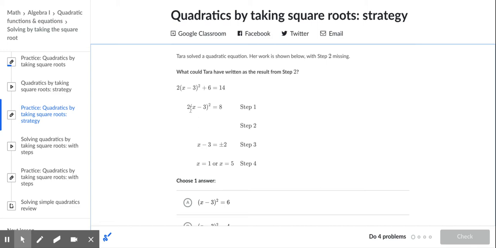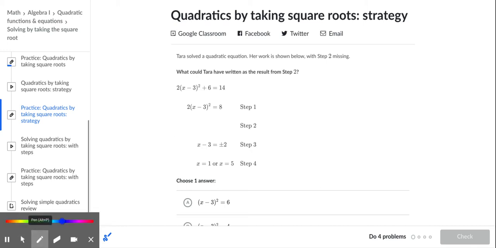The easiest way to do this would probably be to think, okay, what step do I need to do next? Which would be to divide by 2. So if I divide both sides by 2, I'm going to get x minus 3 squared equals 4.